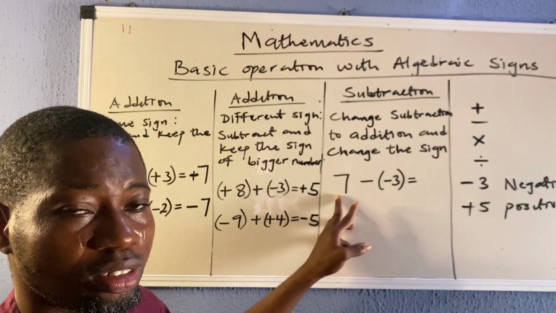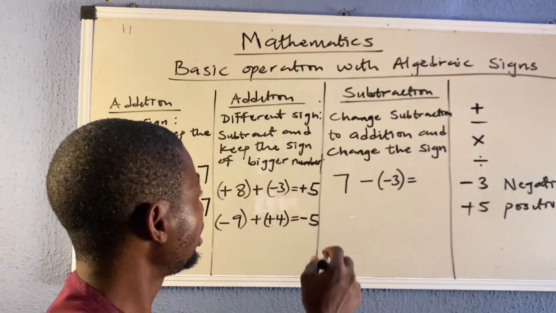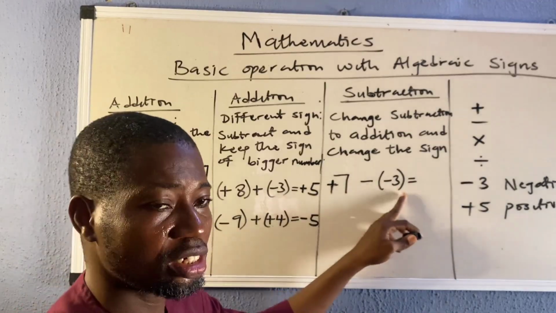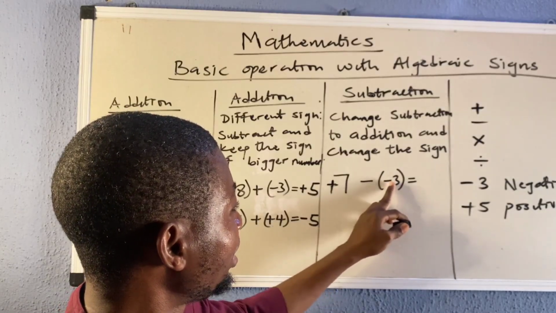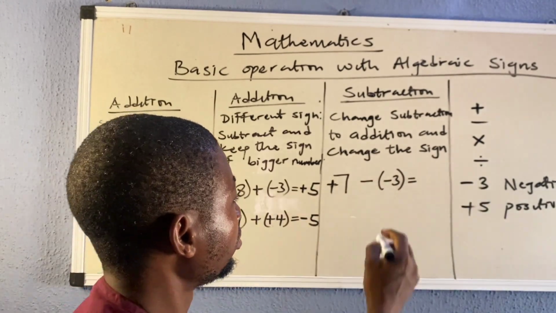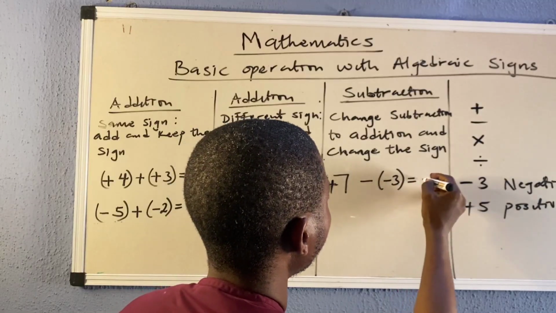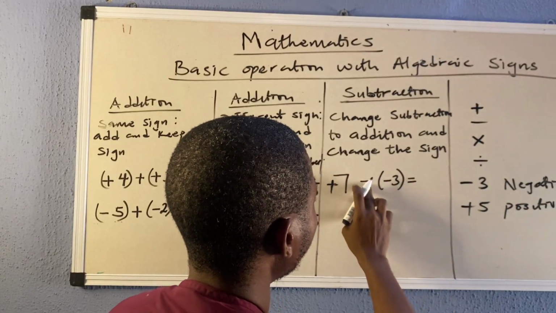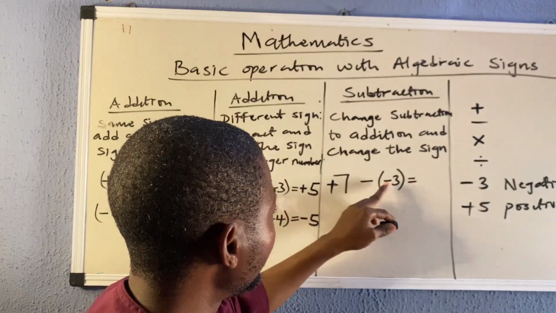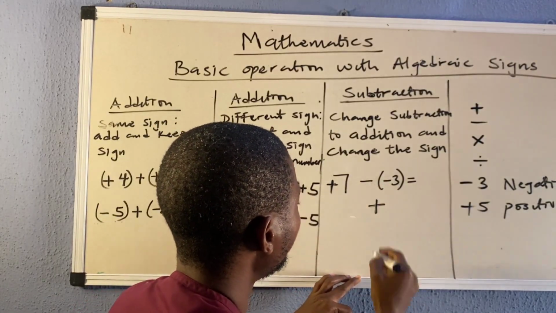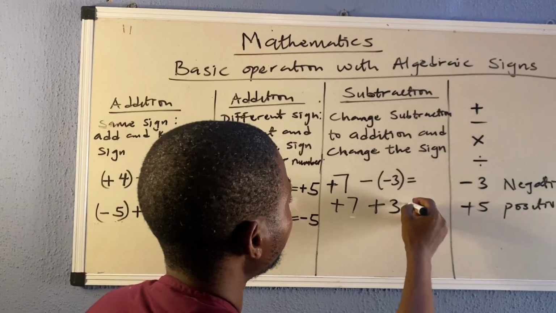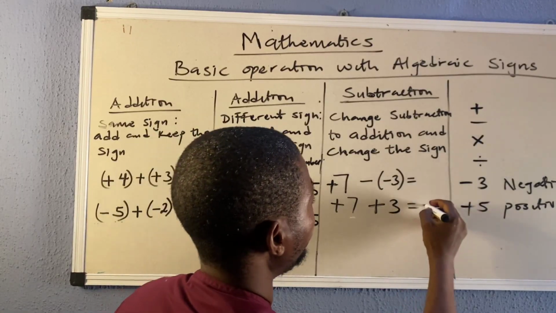So what is this? We have 7. This 7 is the same thing as writing +7. So +7 minus -3. The reason why the sign here is changing, we are still going to talk about it. This one is minus 3, then there is minus outside. Now let's change the sign here. When you change this sign to positive, what do you have? Plus 3. Then this one is plus 7. Plus 7 plus 3 gives us what? Plus 10.